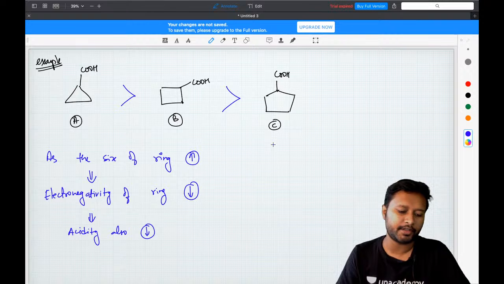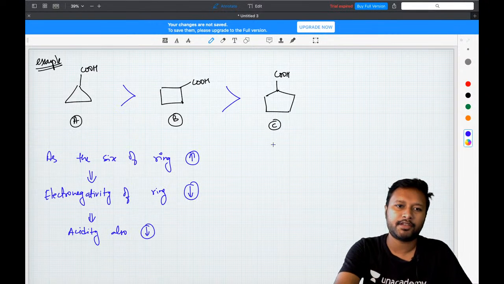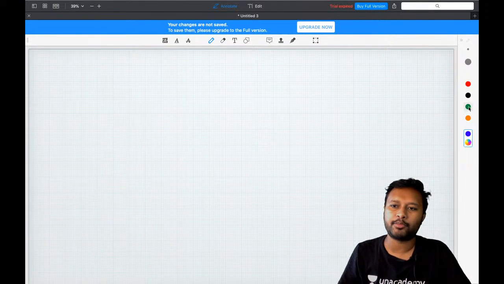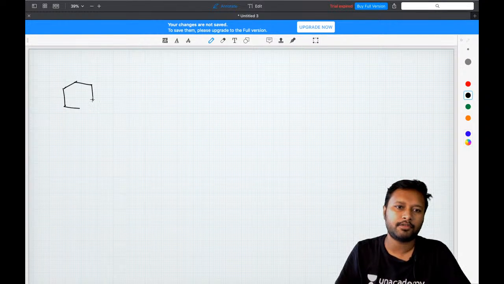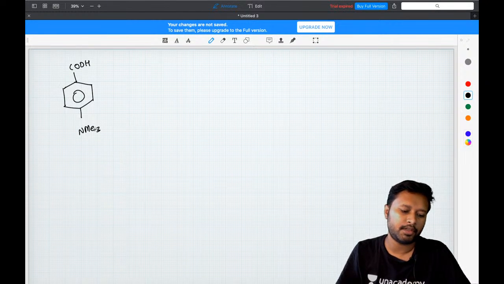Substituted aromatic acids. I'll take those also, we'll go for that also. Okay, let's take that. Let's take substituted aromatic molecules. Fine, let's say we have COOH, then we have NMe3, with a plus charge on this.